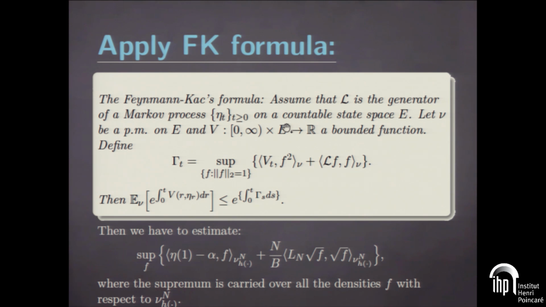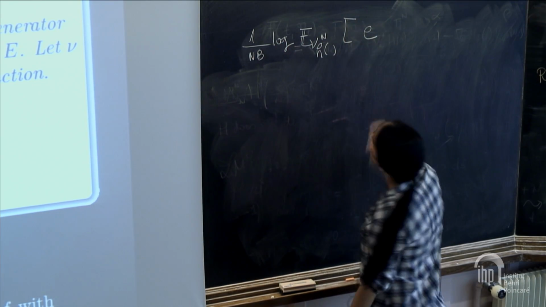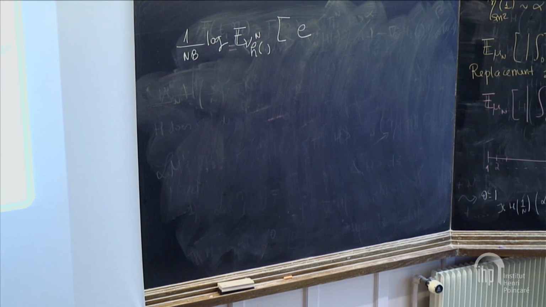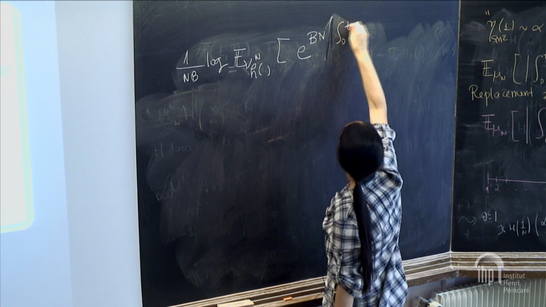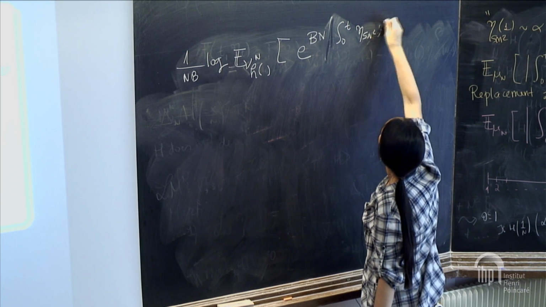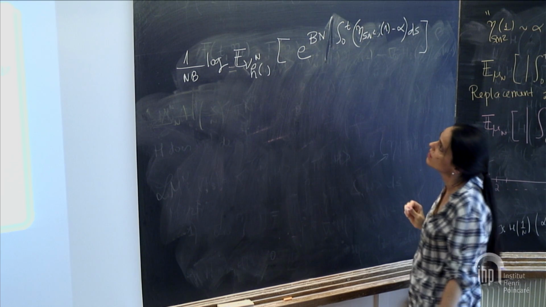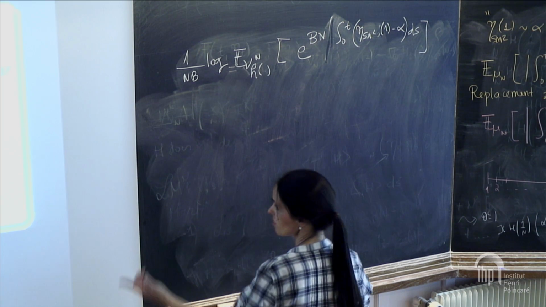So I have 1 over NB, the log, the expectation of the exponential, Bn times the integral. There is no absolute value. Okay, and then I apply the Feynman-Kac formula, and I get to this.